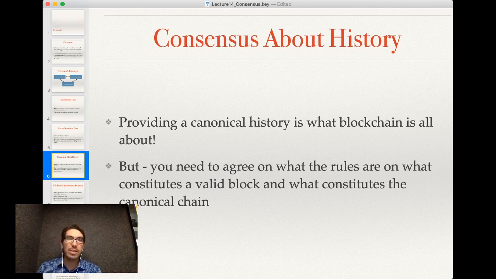But a canonical history is, by definition, a history of valid blocks. So you also need to agree on the rules on what constitutes a valid block. If you don't know what a valid block is, you can't say what a canonical chain is. And people may disagree on what the rules are for this, which means they may have very different ideas on what the canonical chain is.